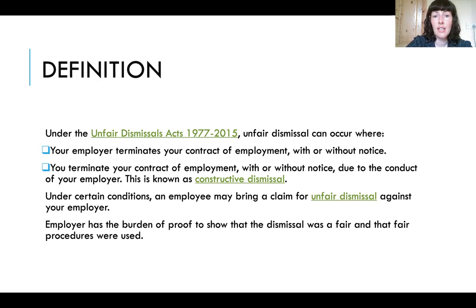In plain English, that is when you have no option but to leave the employment because of your employer's behaviour. So under certain conditions, then, in these circumstances, an employee can and may bring a claim for unfair dismissal against their employer. The employer then has the burden of proof to show that the dismissal was actually fair normally.